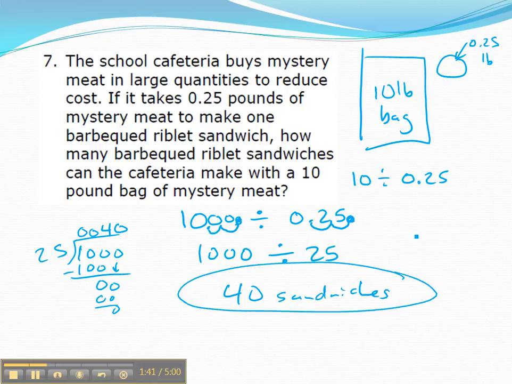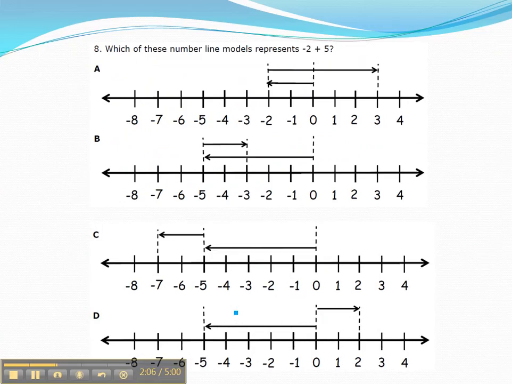It's always good to check our answer. So let's see. If it's a quarter pound, 0.25 pounds per sandwich, I can make 4 sandwiches per pound. So for 10 pounds, I can make 4 times 10 or 40 sandwiches, so that checks out. And you may have done that instead of the division, and that's fine. Problem number 8.